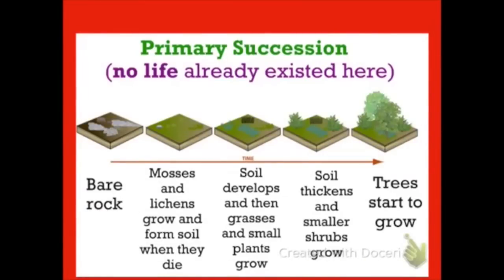In this slide you'll see primary succession where no life existed before. On this side you'll see bare rock, and as time goes on, mosses and lichens grow on the rock and then eventually form soil when they die. Soil develops and grasses and smaller plants grow, and then the soil can support shrubs and eventually trees.